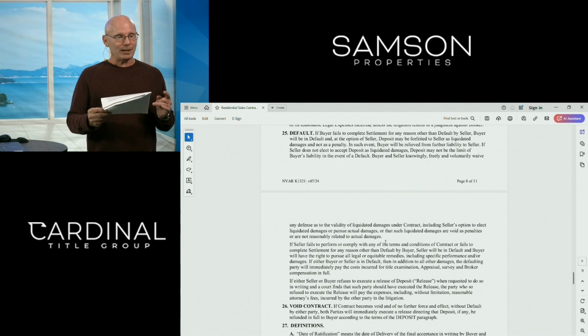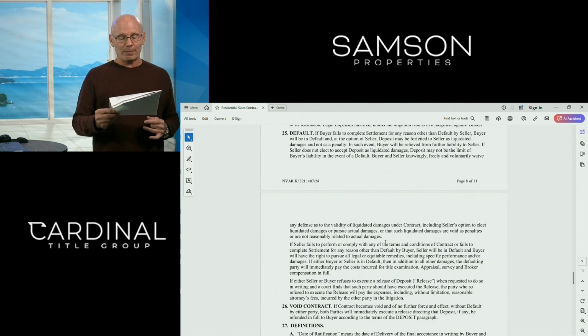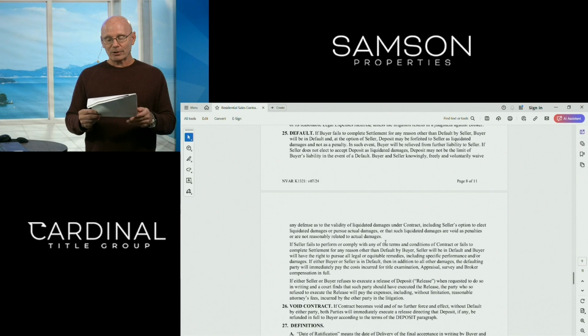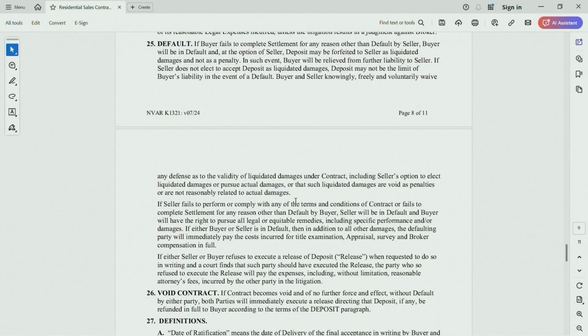If the seller does not elect to accept the deposit as liquidated damages, the deposit may not be the limit of the buyer's liability in the event of a default. Buyer and the seller knowingly, freely, and voluntarily waive any defense as to the validity of liquidated damages under the contract, including seller's option to elect liquidated damages or pursue actual damages, or that such liquidated damages are void as penalties or are not reasonably related to the actual damages. So we're working with a buyer, right?